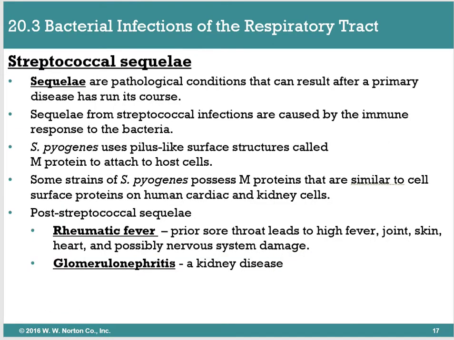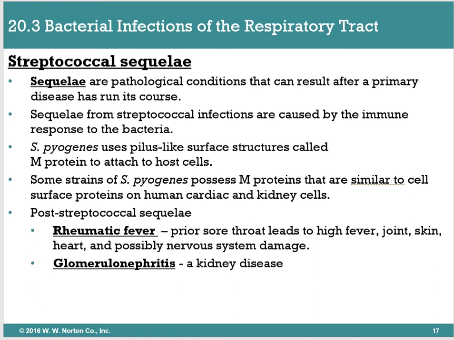Now also, we have strep sequelae, or I think that's how you pronounce it. Sequelae has to do with a pathological condition that results from a primary infection that already happened. So meaning, let's say I had strep throat and then it cleared and I'm good to go. And then all of a sudden something else happens. That is a sequela, meaning you'll have a condition that happens after you've already cleared the primary infection. This is very, very common with Streptococcus species. What it does is cause another immune response.